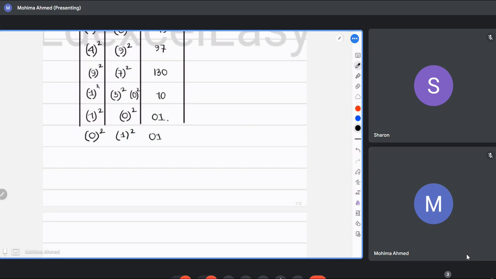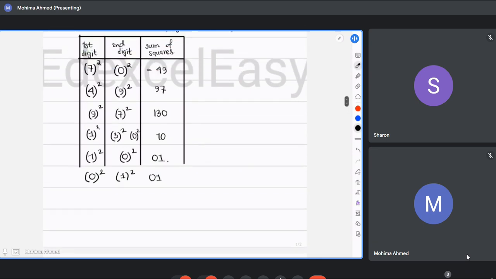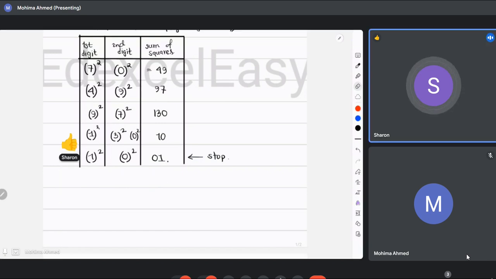It will never change. So it doesn't matter how many times you try to find the square for 1, the summation of the square digits, you will eventually end up with 1, right? There's no way you can get any other number out of this. So that's why this is the end. This is the stop position for your coding. Is this clear? Yes, teacher.